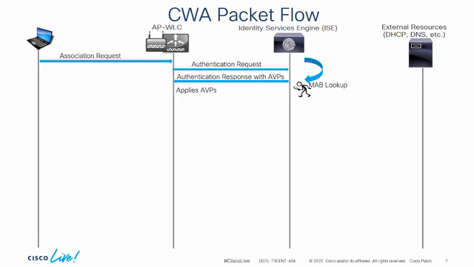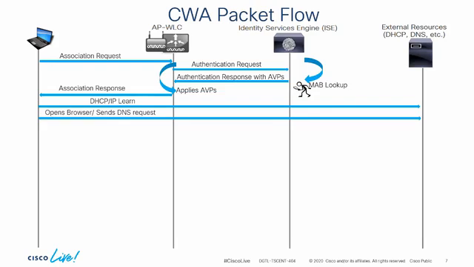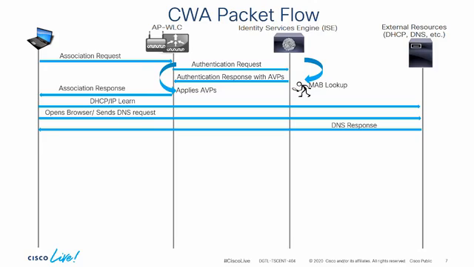ICE will then send back an authentication response with an access accept along with the configured attribute value pairs or AVPs. At the very least, these AVPs have to include the redirect ACL and redirect URL. The controller will then apply these AVPs to the client and send the association response. The client will then have to go through the DHCP process unless it has a static address, which in a guest network we wouldn't expect. Once DHCP finishes, the client will need to open a browser and go to a page somewhere. This triggers a DNS request, which it should get a DNS response for.